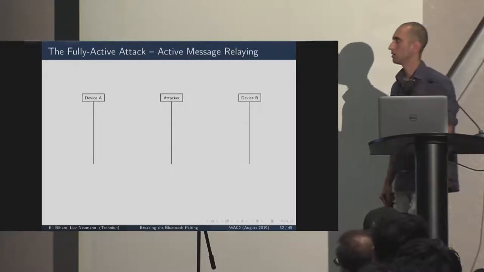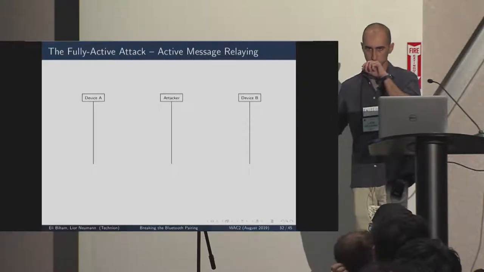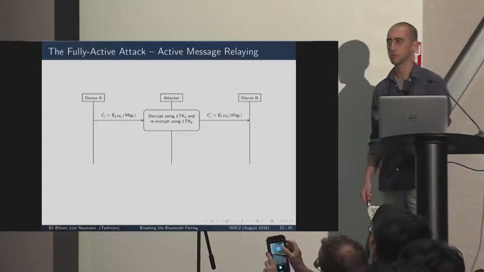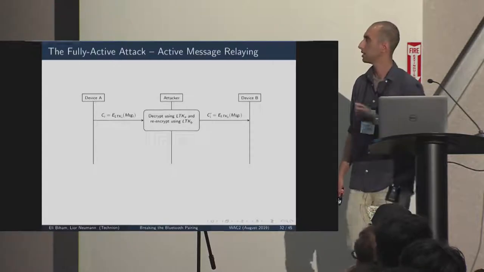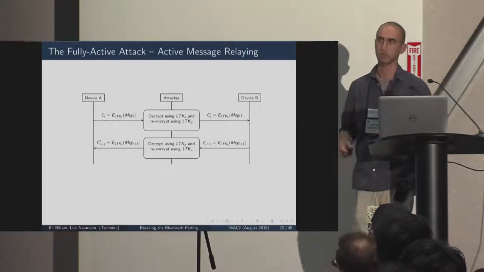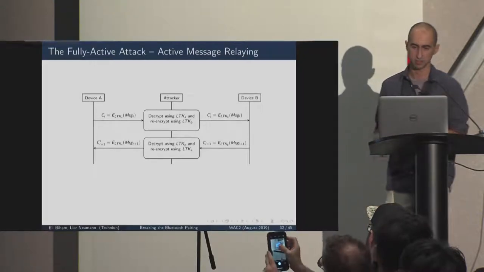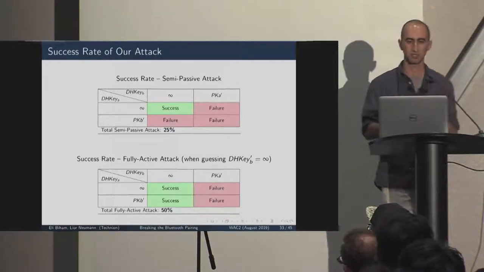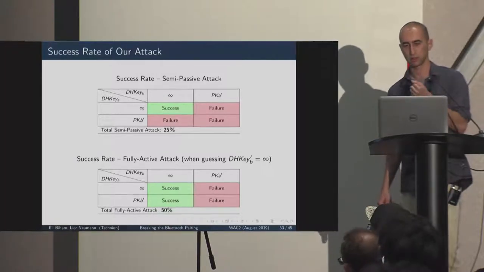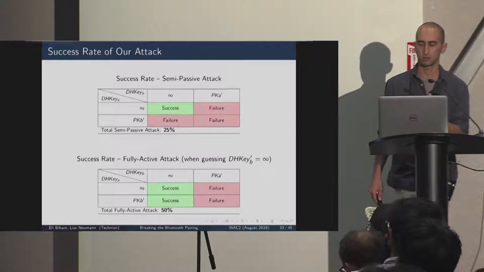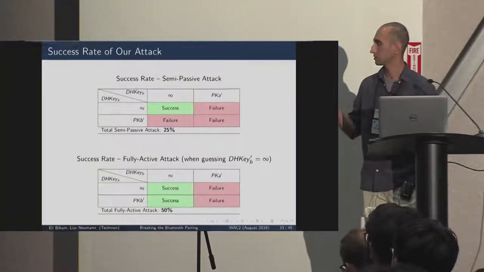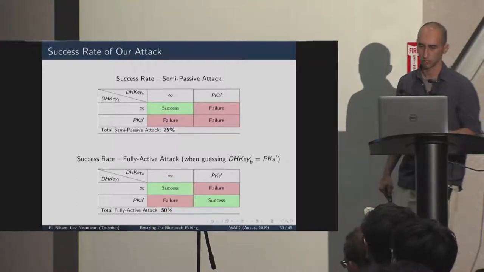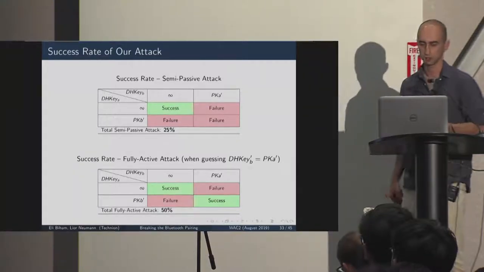Note that in this scenario, there are now two different session keys, and therefore the attacker needs to decrypt and re-encrypt every message, every data packet that is being transmitted between device B and device A, which makes it a lot harder to implement than the original semi-passive attack, but with the added benefit of a better success rate. This is a very simplifying slide to show you that the success rate of the semi-passive attack is only a quarter of the possibilities, and the fully active attack will have a quarter of a half, depending on your guess, but again, it doesn't really matter what your guess is, it's arbitrary.